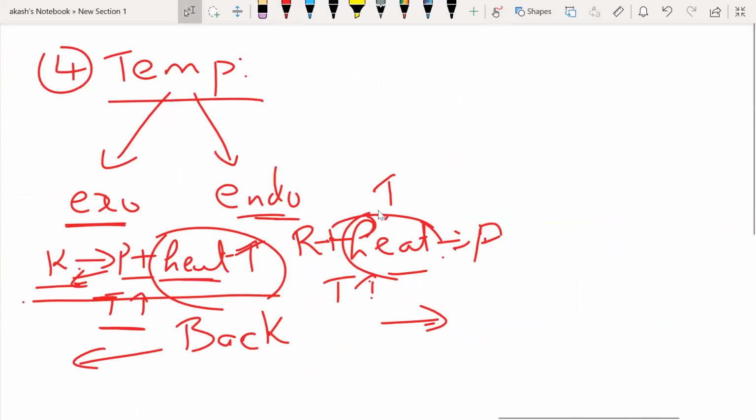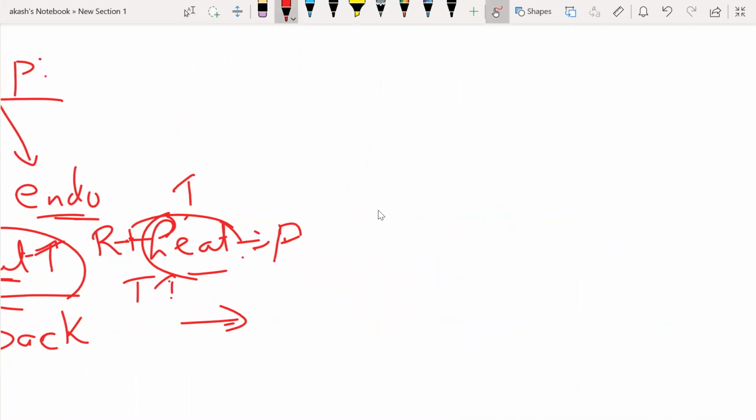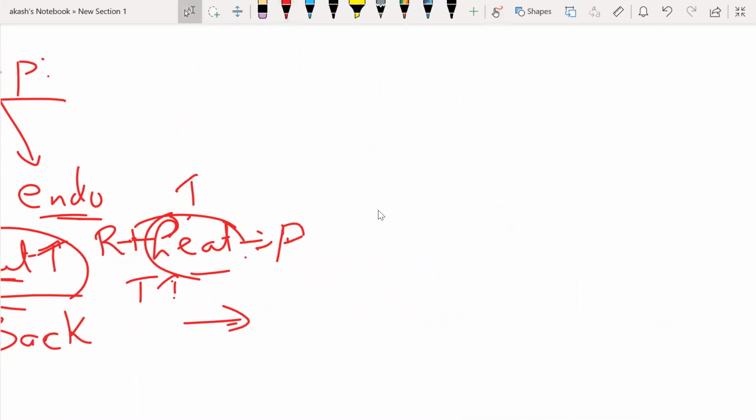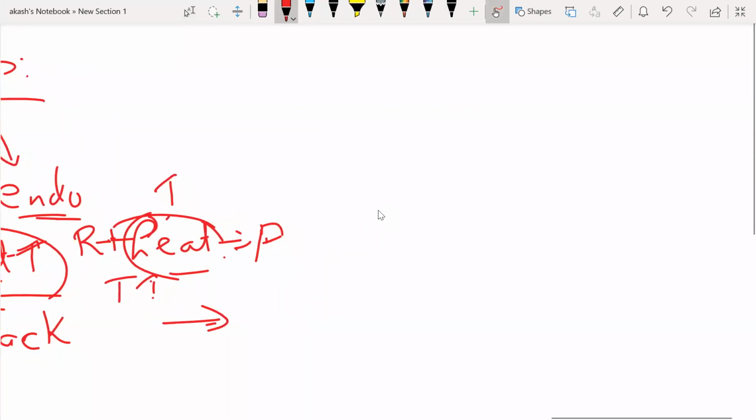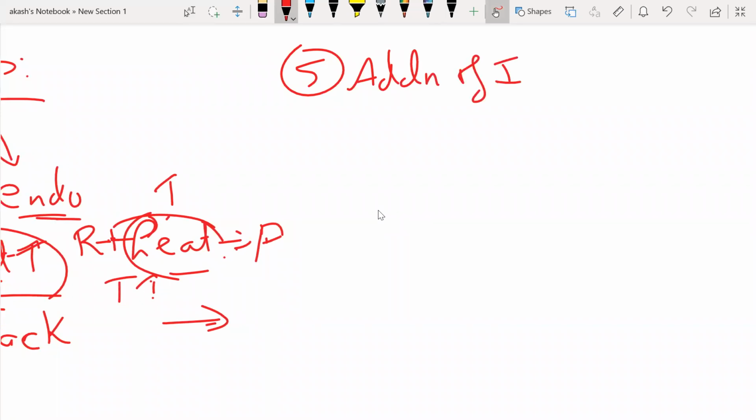Now there's one more. Actually, there are two more. Next one, sixth one. Sixth or fourth? Fifth one. This one is addition of an inert gas. After the reaction has reached equilibrium, I'm going to introduce an inert gas into the system.